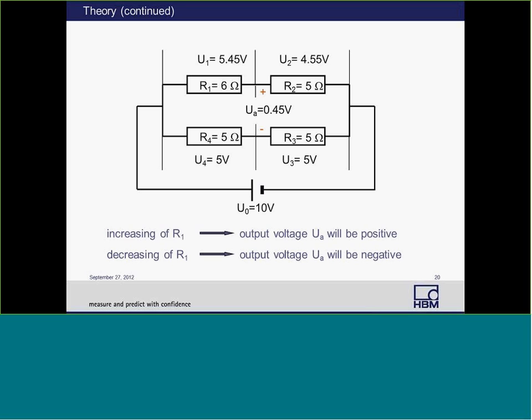Now if we consider one of the resistors changes, R1 in this case, changes to 6 ohms. All the other resistors remain the same. We now find that because of the voltage dividers, our potential at point UA is now 0.45 volts. So an increase of the resistor R1 ends up with an output voltage of UA being positive, and with a decrease of resistance of R1, the output voltage UA will be negative.